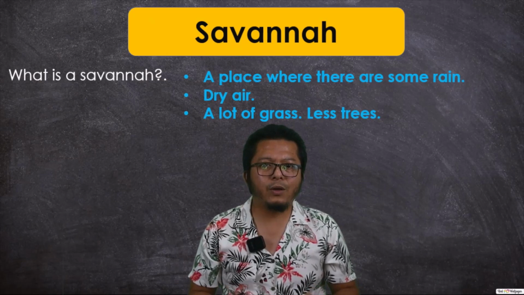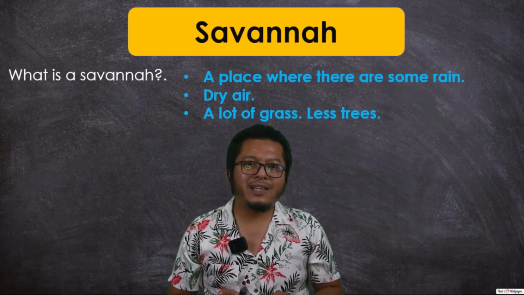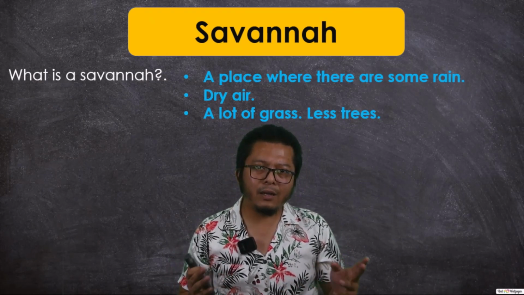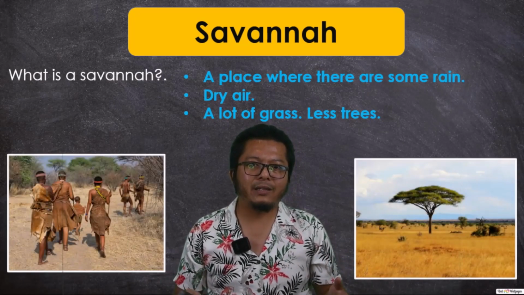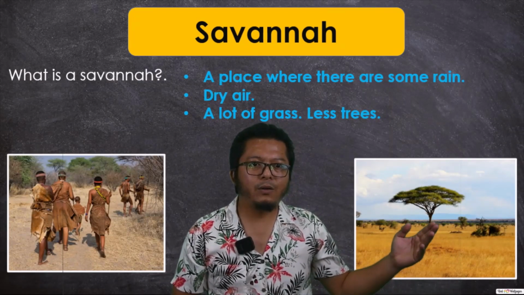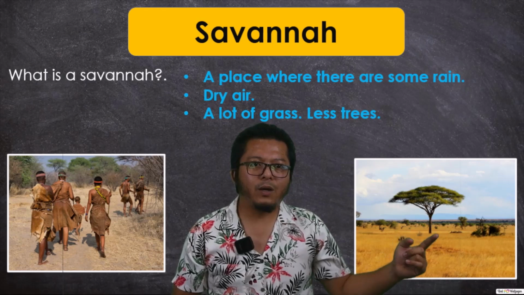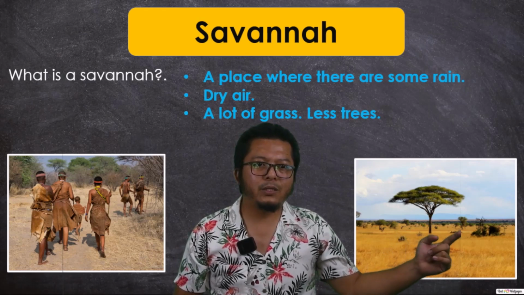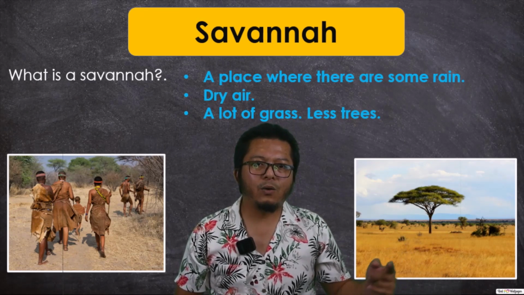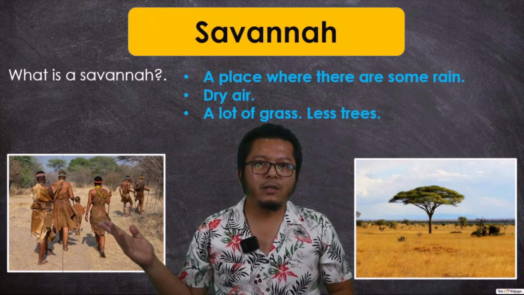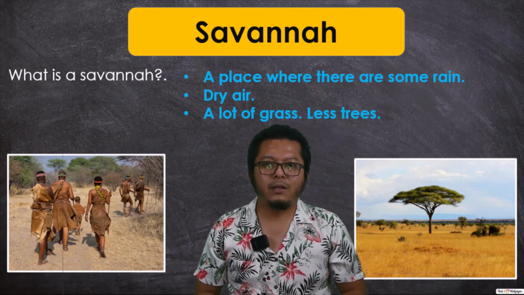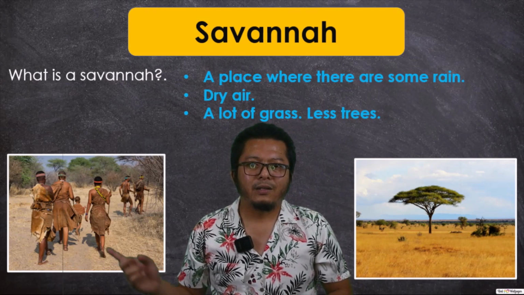So the air is dry and there is a lot of grass and fewer trees. There are trees of course, but fewer, like in this picture. In this picture on my right, just one big tree and many bushes on that side and grass all around. And if you see here on my left, some people live in the savanna here, okay?